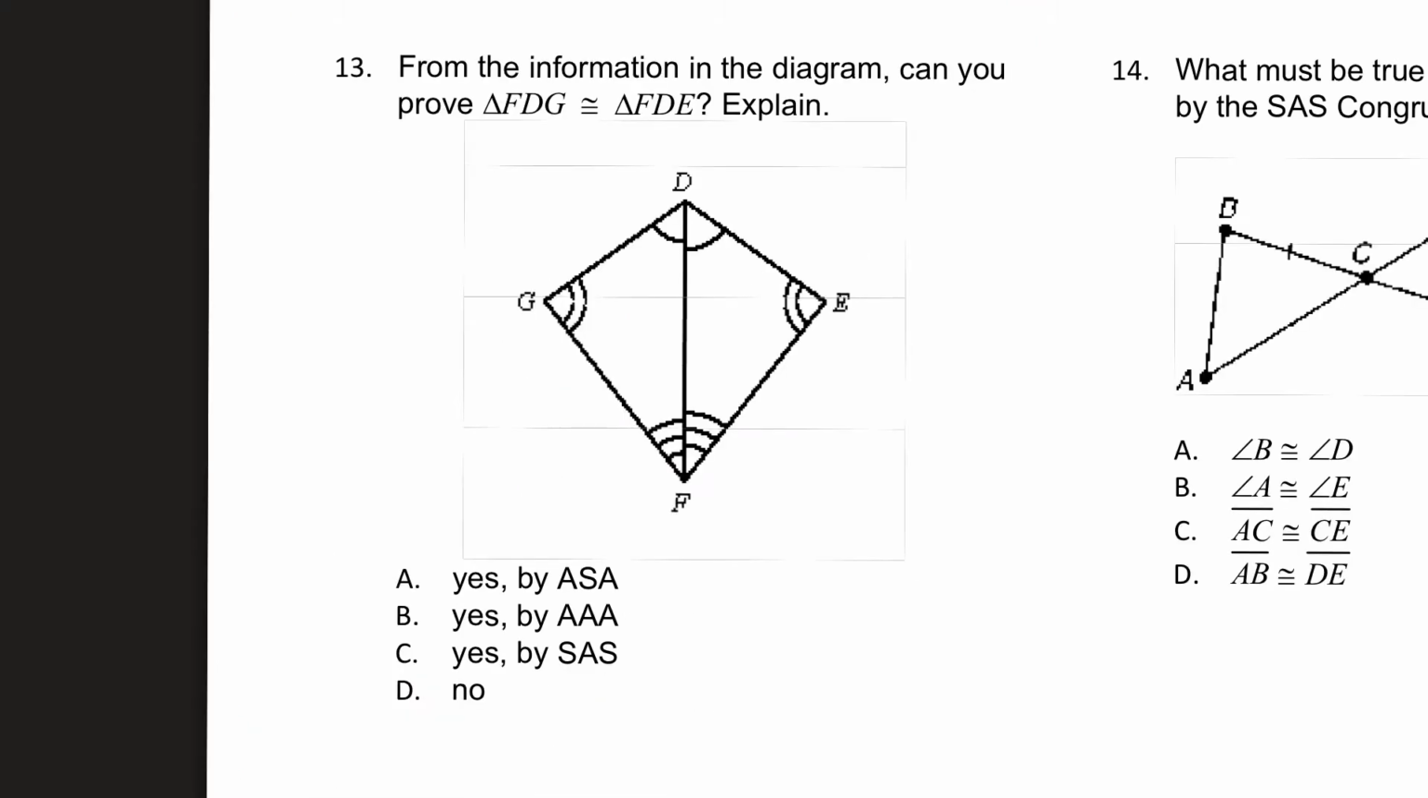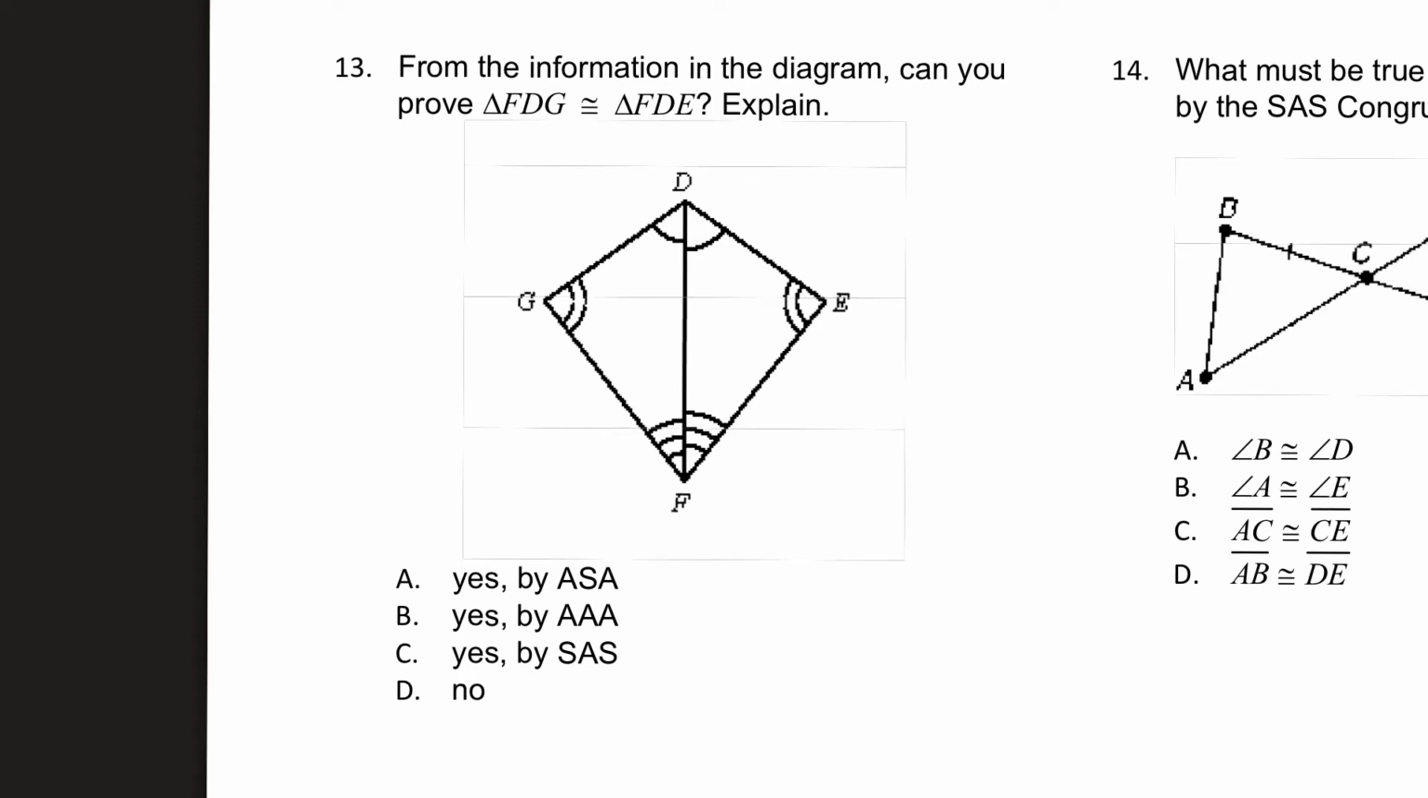Number 13, from the information in the diagram, can you prove that triangle FDG is congruent to triangle FDE? FDG, FDE, they kind of look congruent to each other, and we know a lot about angles. We have pairs of angles that are congruent. This angle is congruent to this one, is congruent to this one, is congruent to that one. That's all the possible angles. But angles aren't enough. You need to have at least one side, and there's no marking on this diagram that says that one of the sides are congruent.